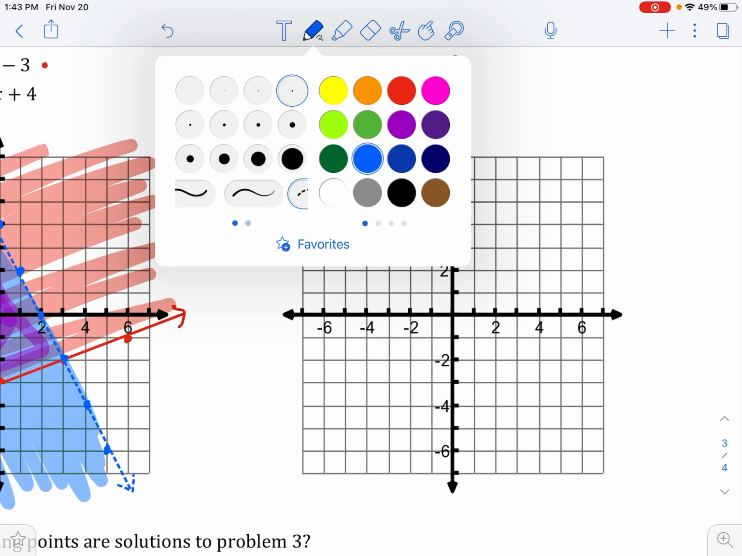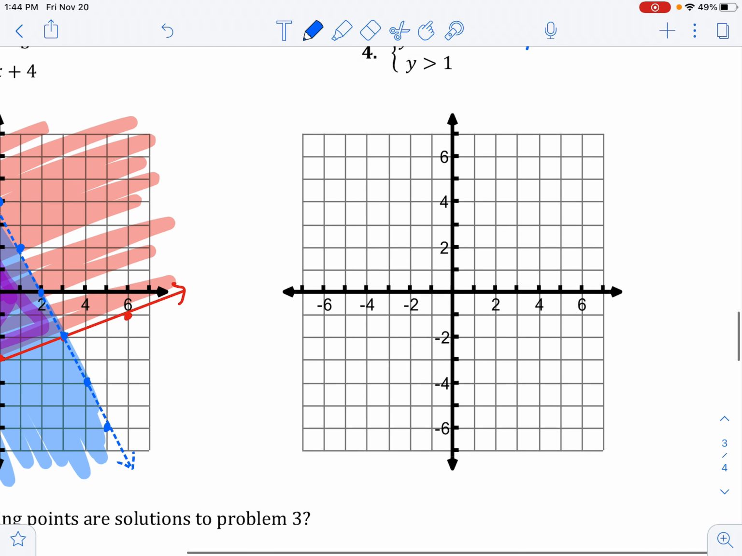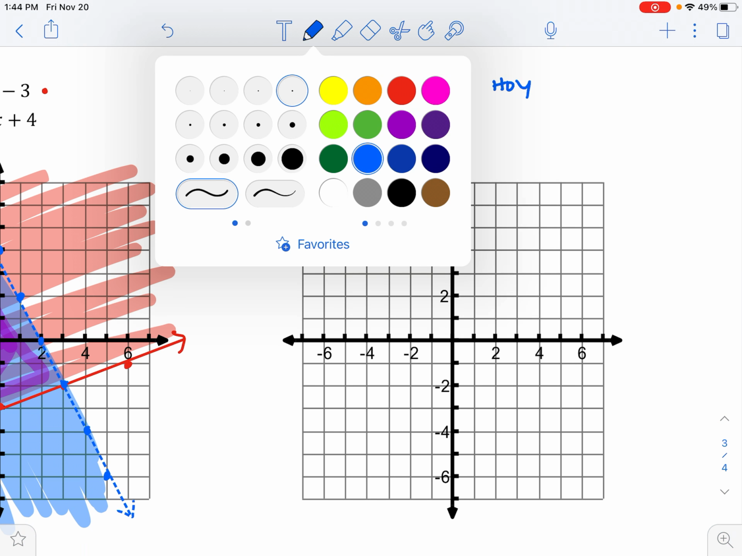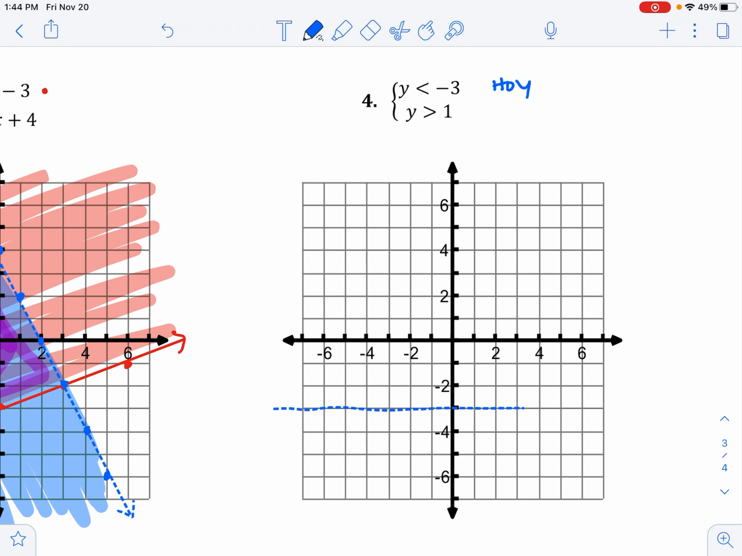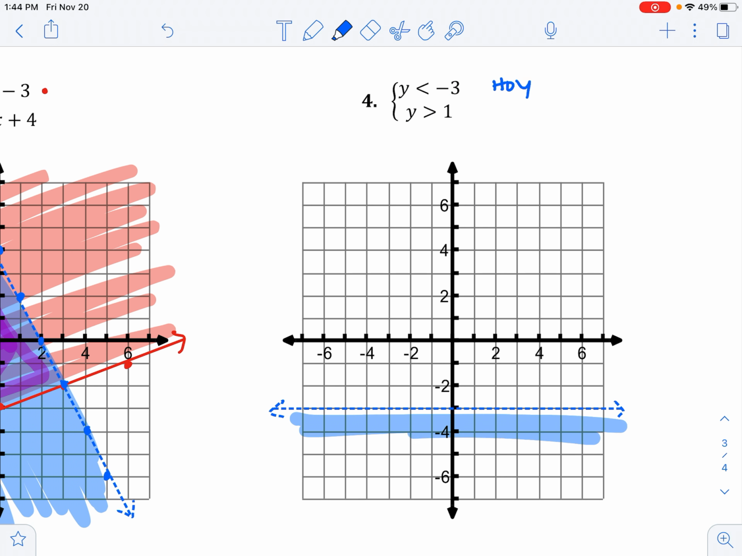All right, last one, number 4. Y is less than -3. VUX-HOY: HOY is a horizontal line. So at -3, I need a horizontal line. Since it's less than and not less than or equal to, I need a dashed line. So at -3, I have this horizontal dashed line. Am I shading above or below? It's less than, so I want values less than -3. That's below.